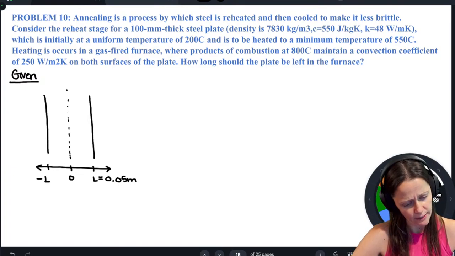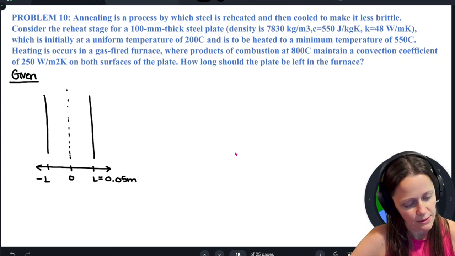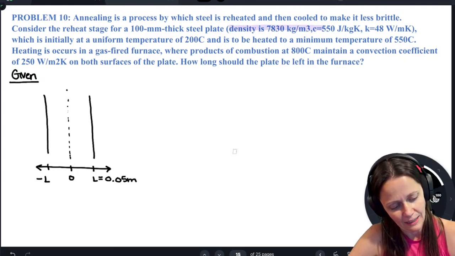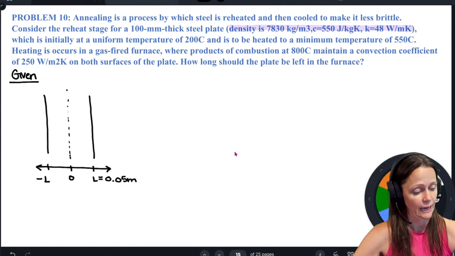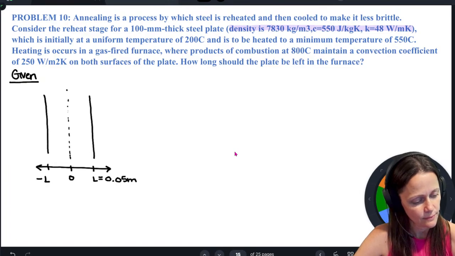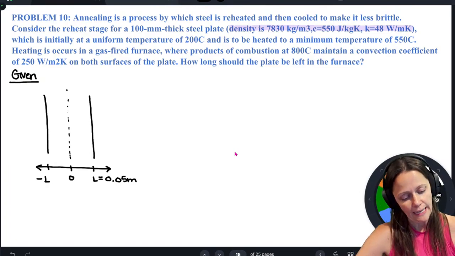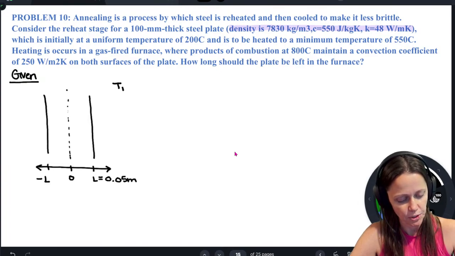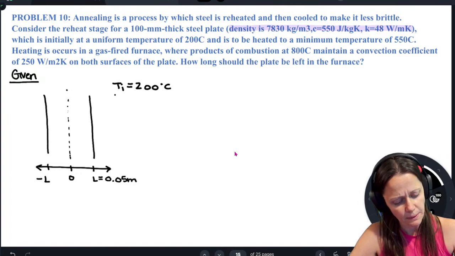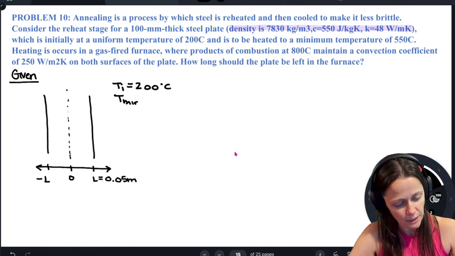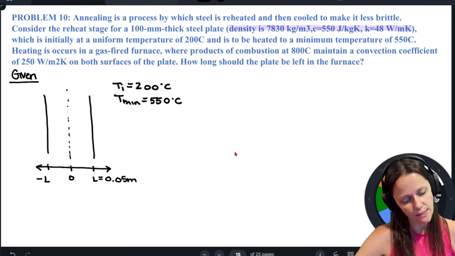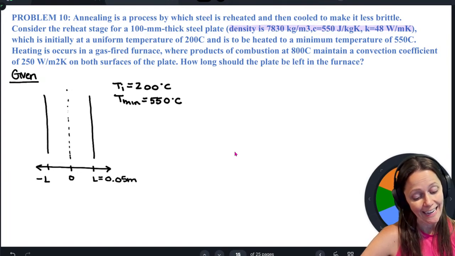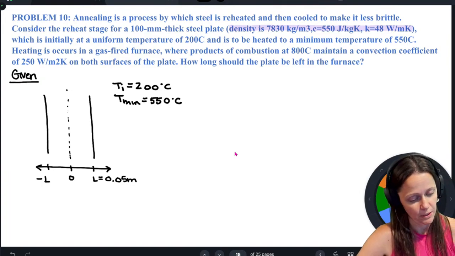And then we've got some parameters up here. I won't write them down again, but we've got rho, specific heat, and k. This thing is initially at a temperature of 200 degrees Celsius. It has to be heated to a minimum temperature of 550 degrees Celsius. Heating occurs in a gas-fired furnace where products of combustion.